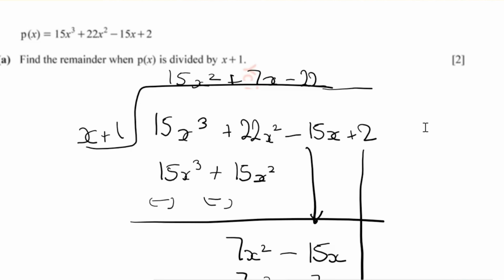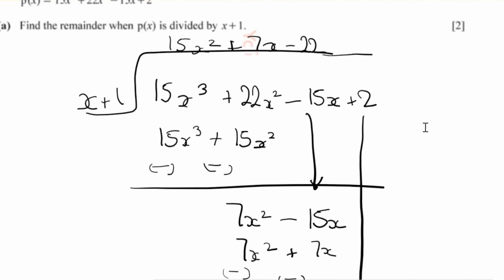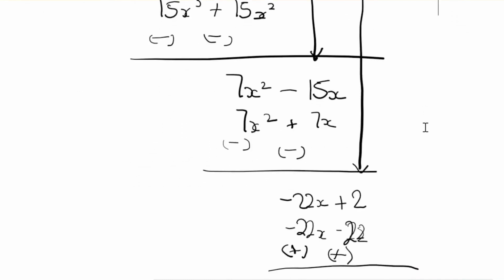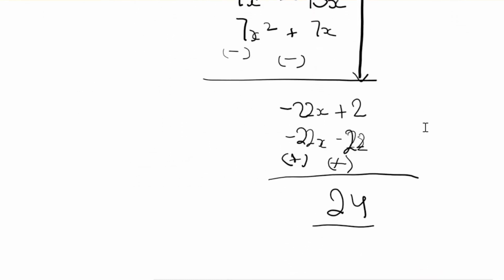First you divide 15x cubed by x. That gives a quotient of 15x squared. And then you multiply 15x squared by x plus 1. When you do that, you have to flip the signs of the values and then subtract them from the first two values, as you can see I've done here. Then you get 7x squared. Now you repeat the process until you get a final remainder, which in this case is 24. So the answer to this question is positive 24.